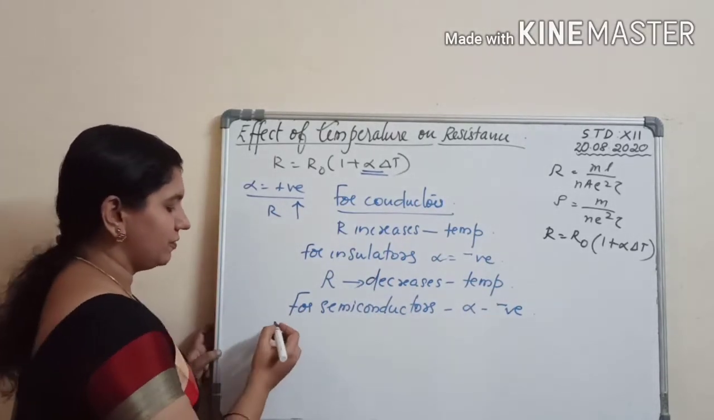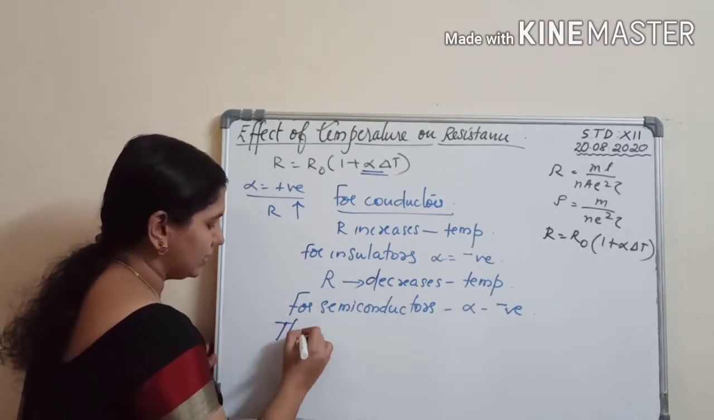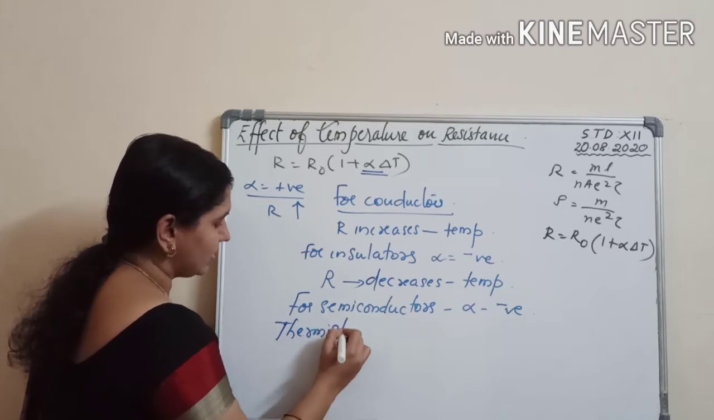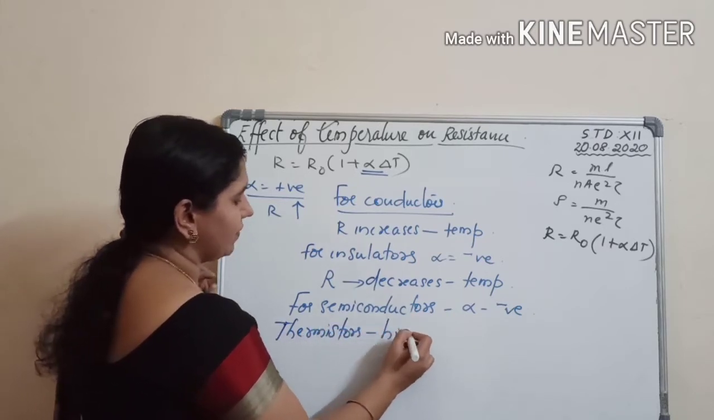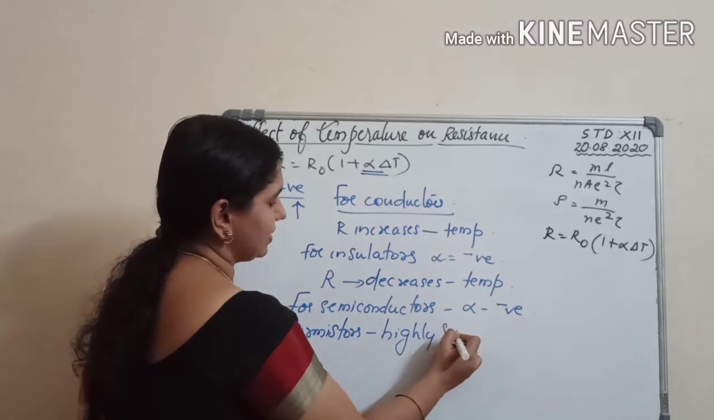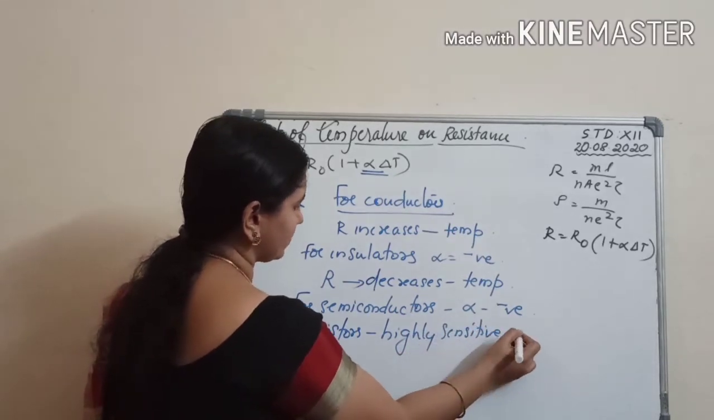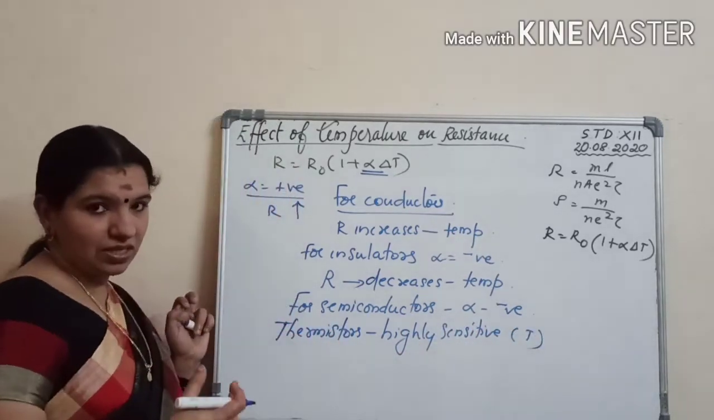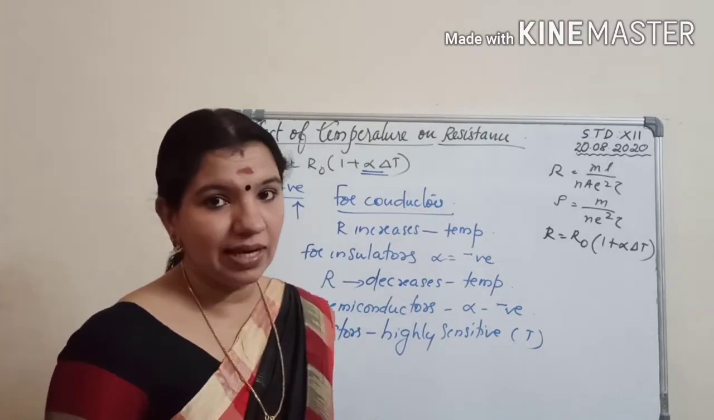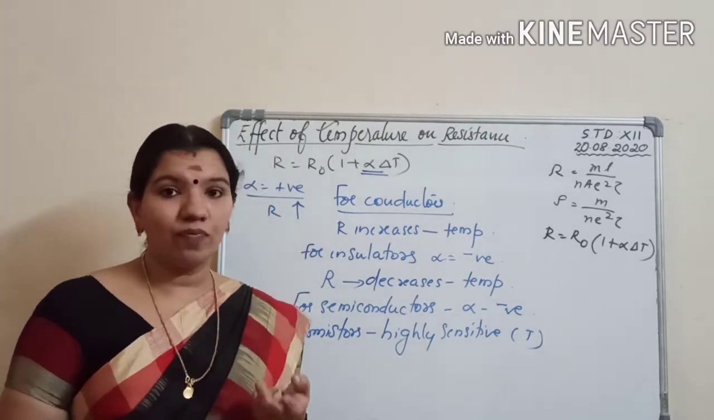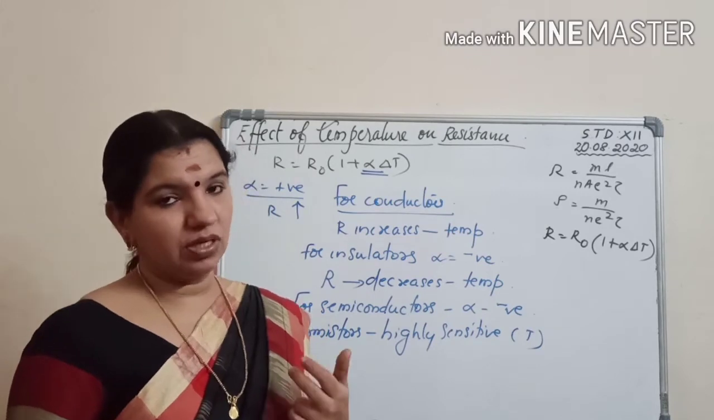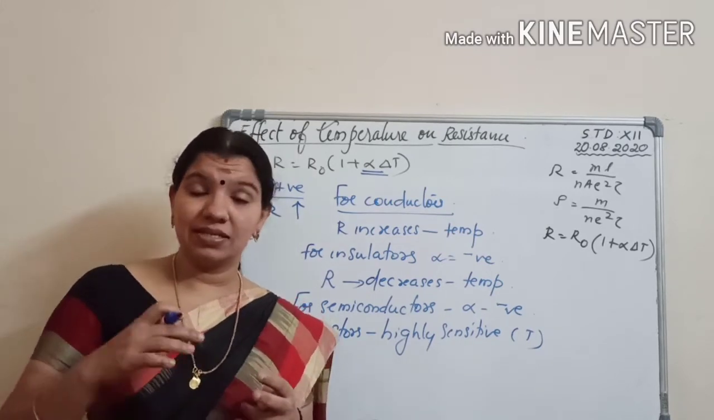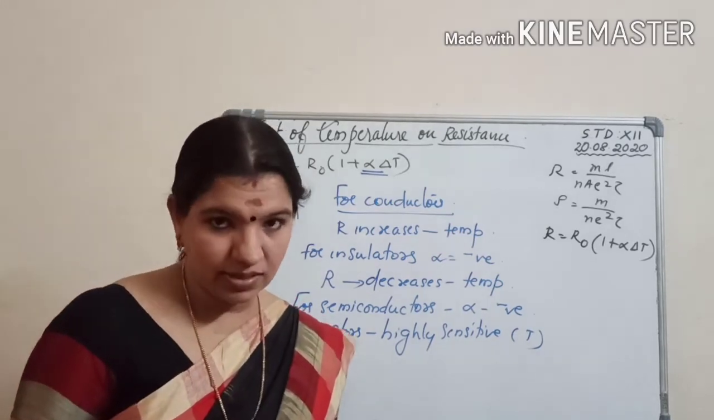Then another kind of device is called thermistors. Thermistors are devices highly sensitive to temperature. When temperature increases, suddenly its resistance will increase. Nichrome wire, for example, is something we use in the lab. It has high resistance as well as high resistivity.